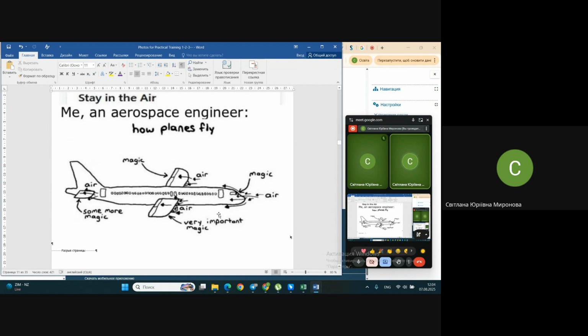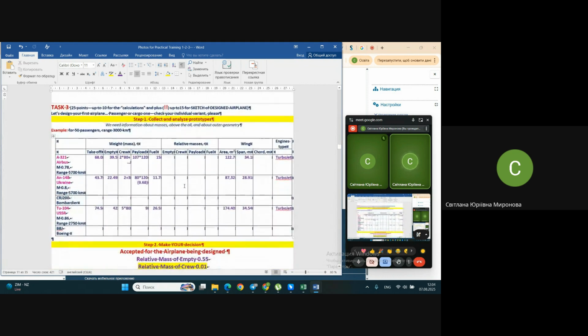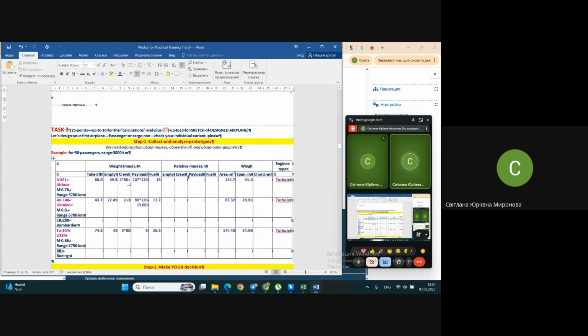Step number 1. Step by step, really. Step number 1 for you will be, no, look, some things I have already prepared, but we will try to do it together simultaneously. No, in real time, online, let's say. Step number 1 is collecting and analyzing prototypes. First, we need to analyze statistical data.